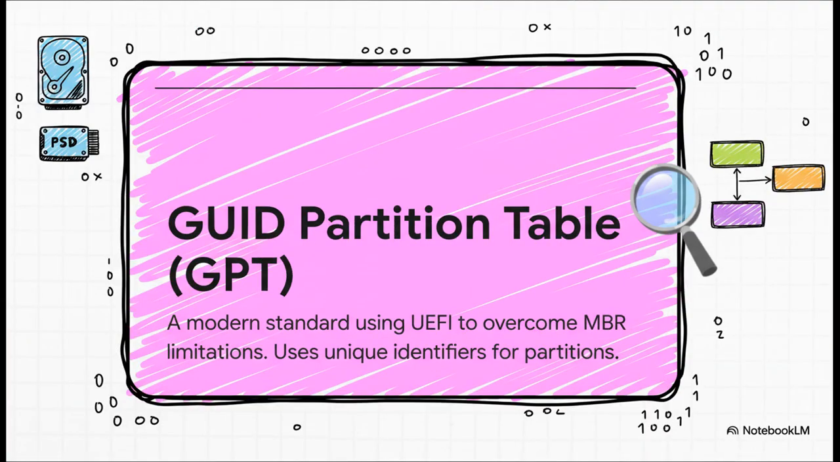But the MBR had a huge problem for the modern age. It just couldn't handle drives that were bigger than 2 terabytes. As our storage needs exploded, we needed a new system, and that system is the GUID Partition Table, or GPT. It's the modern standard that works with your computer's UEFI firmware, gets rid of those size limits, and uses unique IDs for every partition, which just makes the whole thing a lot more reliable.